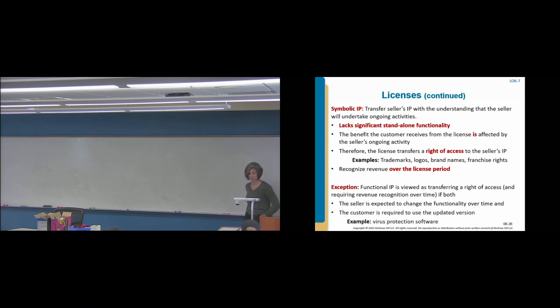Then we have symbolic intellectual property. This is a little different. This is going to be the opposite in terms of standalone functionality, okay? So other licenses provide customers with the right of access to the seller's IP with the understanding that the IP does not have significant standalone functionality. And so basically, the seller is going to undertake ongoing activities during the license period that benefit the customer, okay? The seller could make changes to the IP over that period of time, and it might affect the value of the license to the customer.